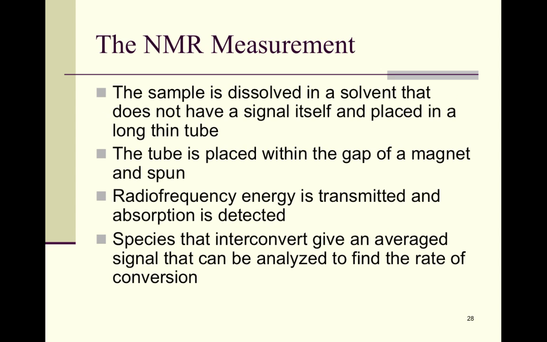The NMR measurement. The sample is dissolved in a solvent that does not have a signal itself and placed in a long, thin tube. The tube is placed within the gap of a magnet and spun. Radio frequency energy is transmitted and absorption is detected. Species that interconvert to give an average signal can be analyzed to find the rate of conversion.